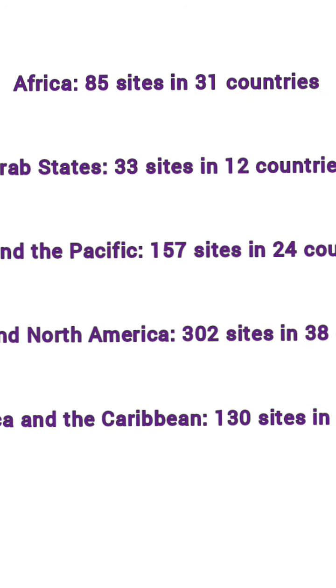Now comes the distribution of biosphere reserves in the world. The world network of biosphere reserves currently consists of 738 sites in 134 countries, including 22 transboundary sites.